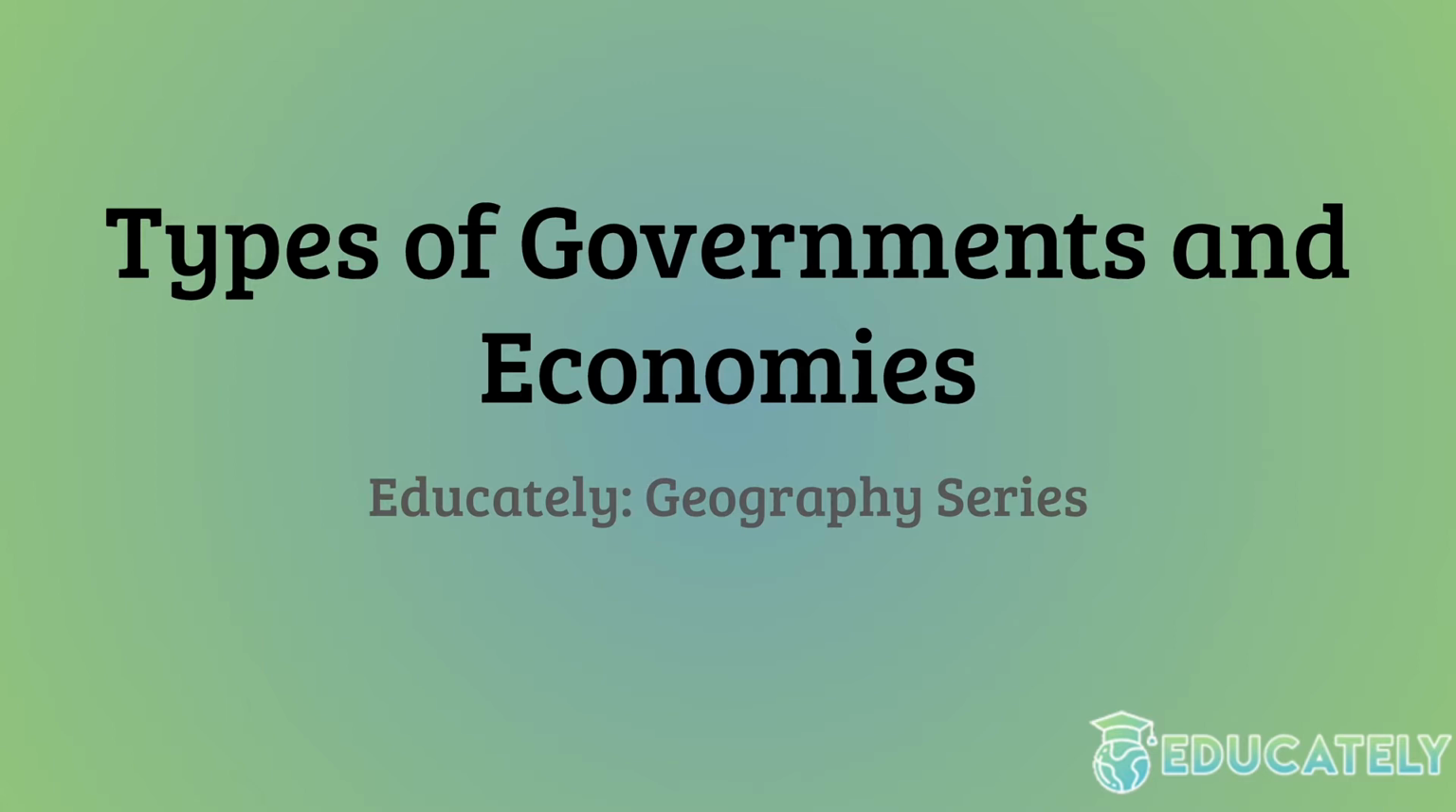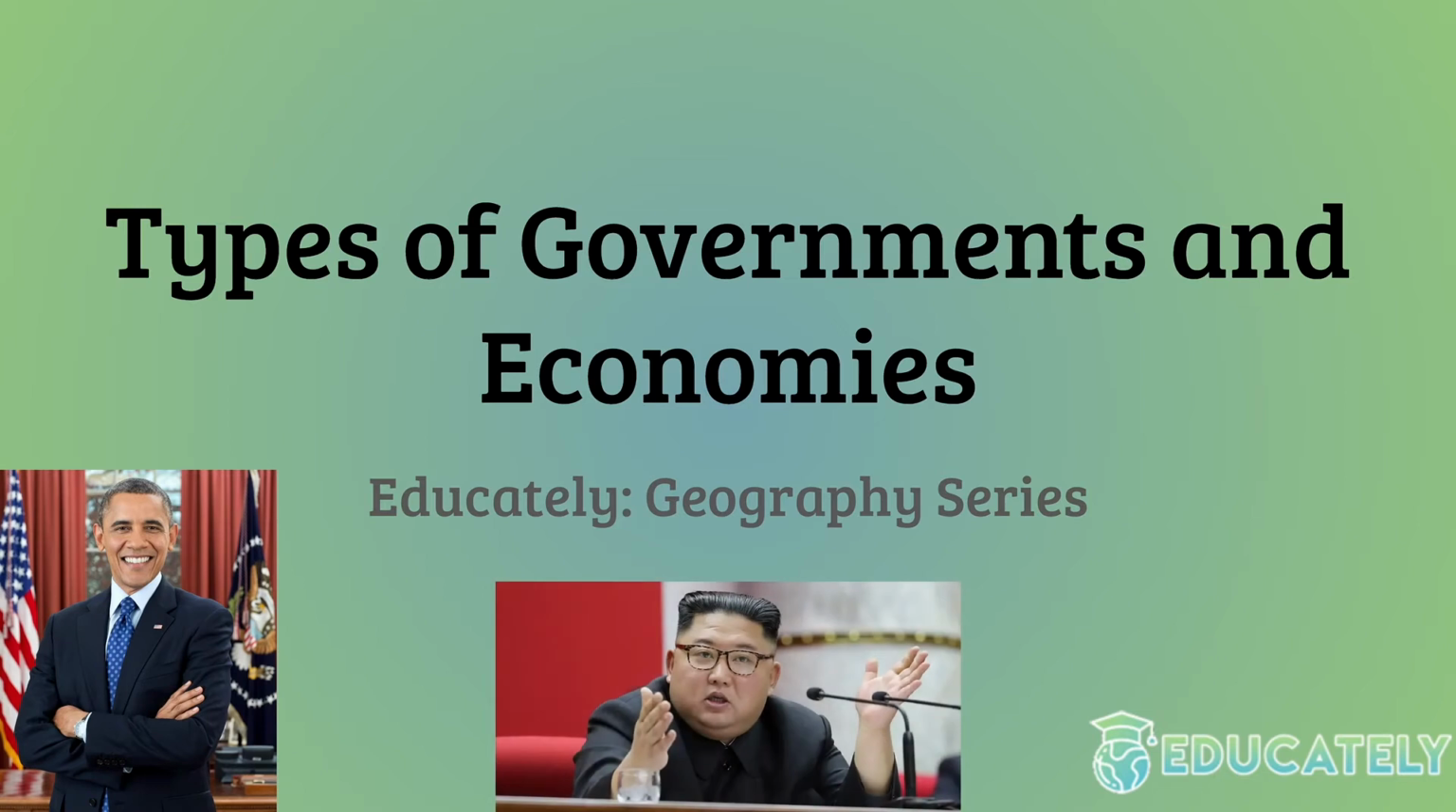Today we're just going to go over the basic types of governments and economies that are found throughout the world and just define them and give some examples. Here are some pictures of global leaders. You've got former US President Barack Obama towards your bottom left, and then you have Kim Jong-un, the Supreme Leader of North Korea, towards the bottom. We're going to talk about how different leaders and different countries fit different distinctions of government.